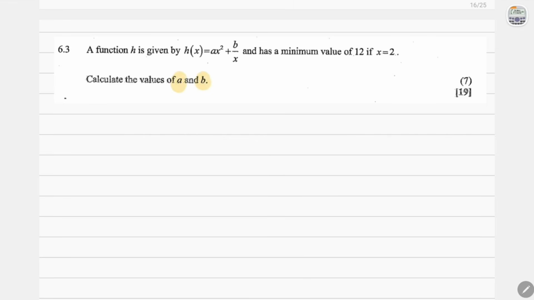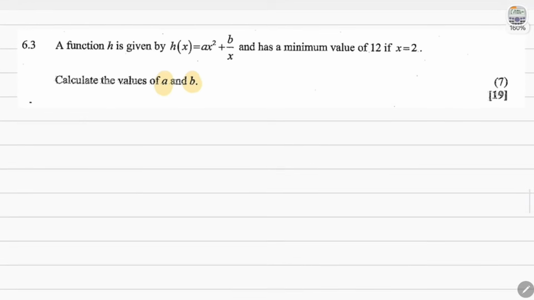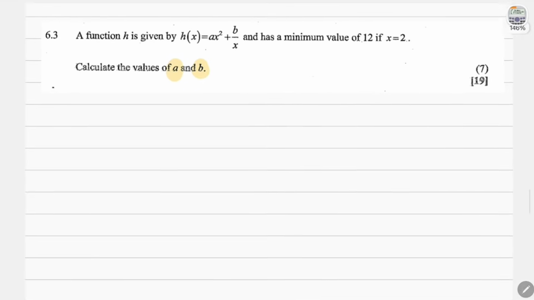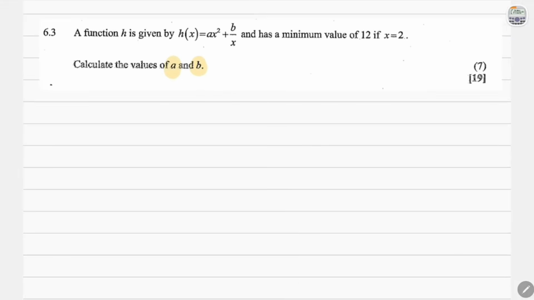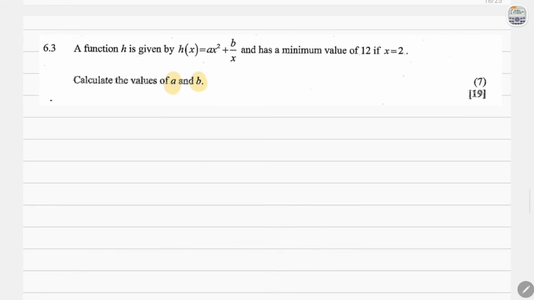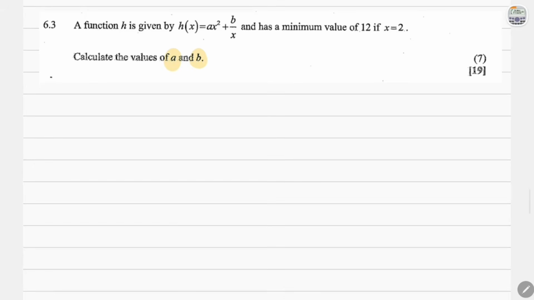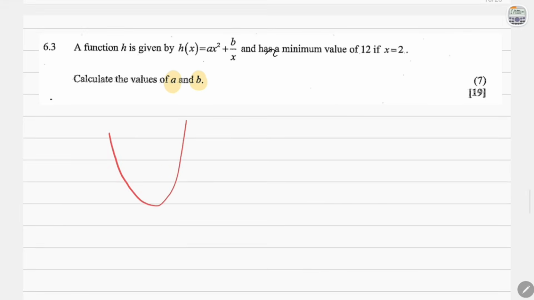Another question which has shown up before. So you see that with this question, they're just saying that this function has a minimum value of 12 if x is equal to 2. Okay, so it's not really going to be a parabola, but that doesn't really matter. It's going to be some sort of curve, and it's going to have a minimum value. So it probably has a weird shape, but it has a minimum value at some point, and they say it has a minimum value of 12.